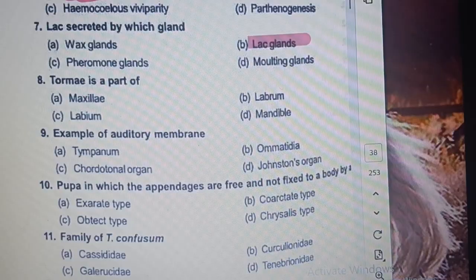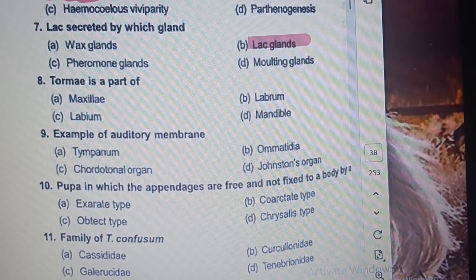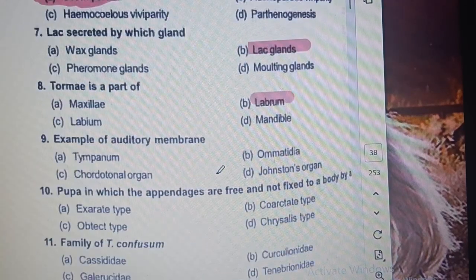Then the 8th question is: torme is a part of? So torme is a part of the labrum. Labrum is the upper lip, a bilobed structure.